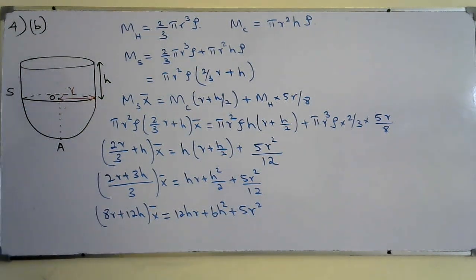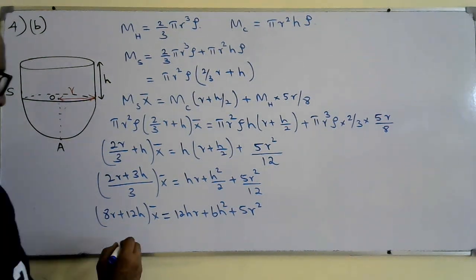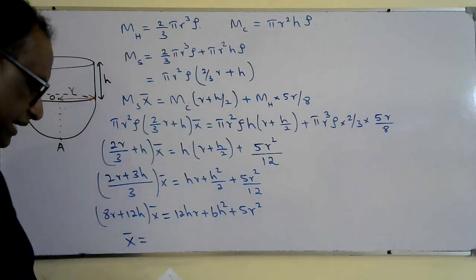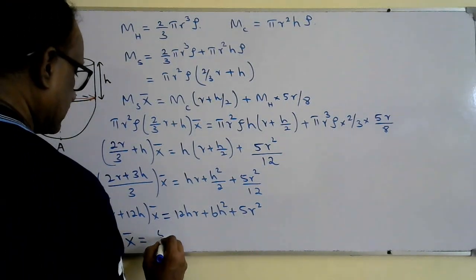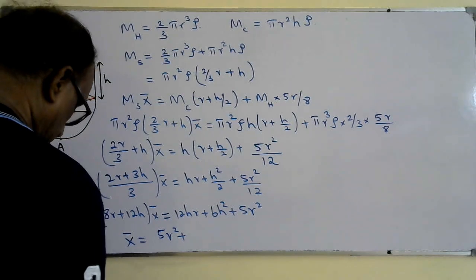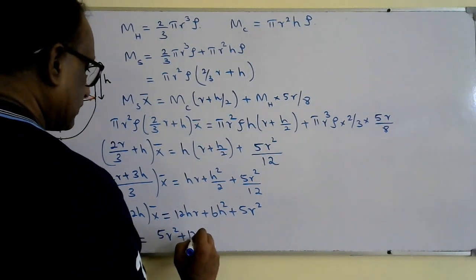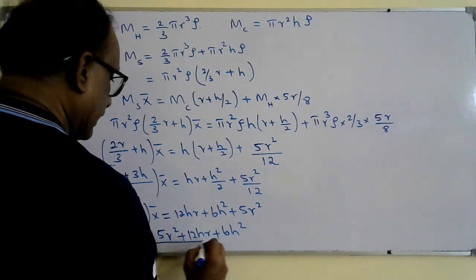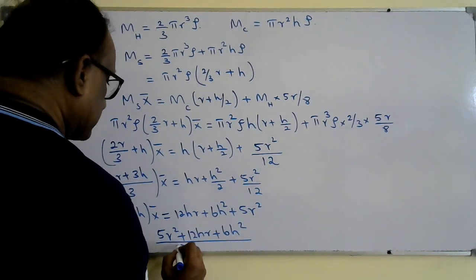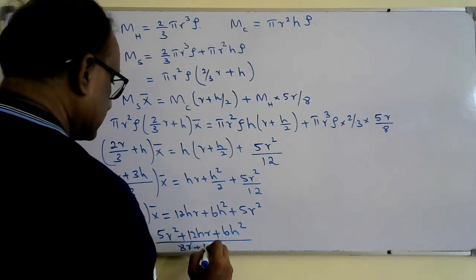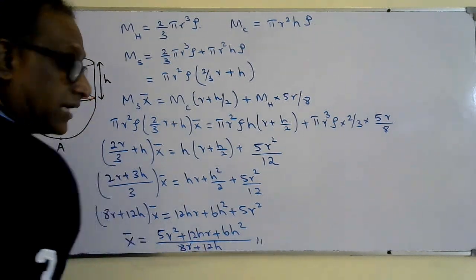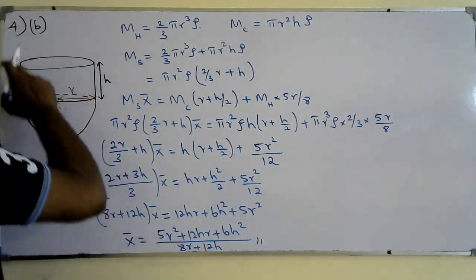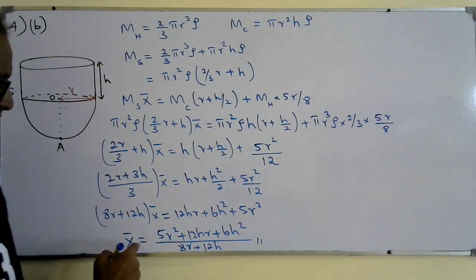Is it? Am I right? Yes, now that's all. Finally, we have the answer. So x bar is equal to 5r squared plus 12 hr plus 6h squared, divided by 8r plus 12h. You got the answer. That's the thing they asked to show. That's the center of mass of the S from A.